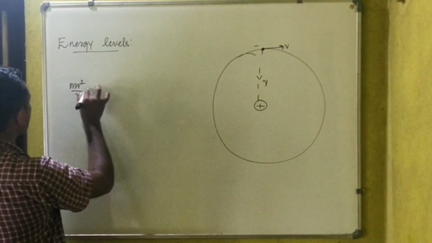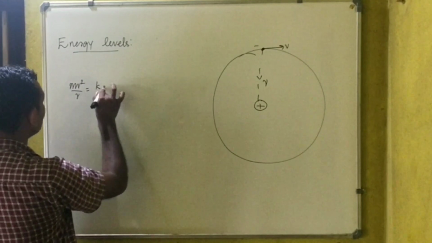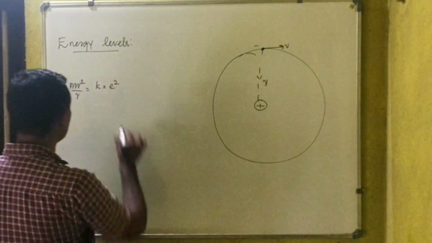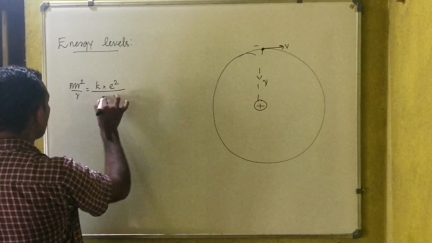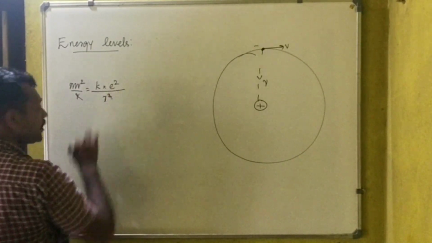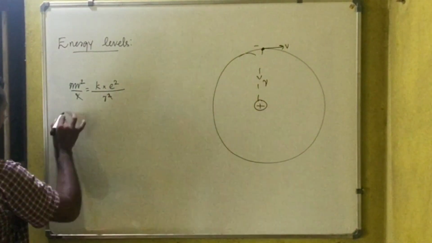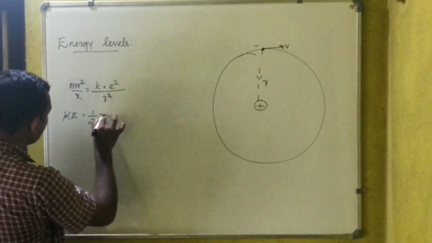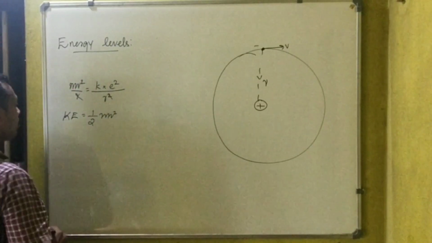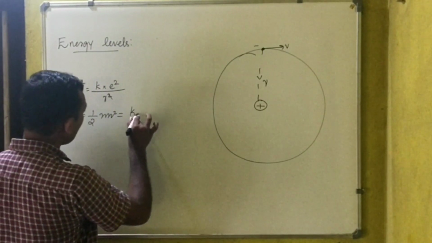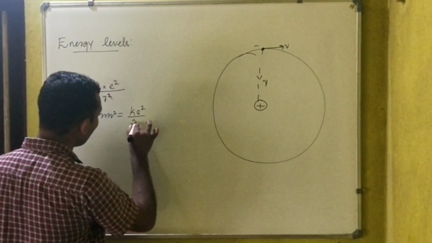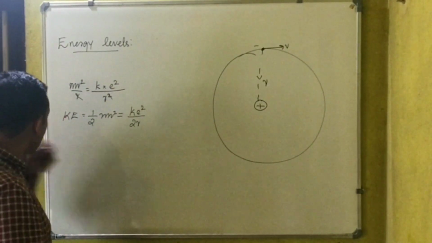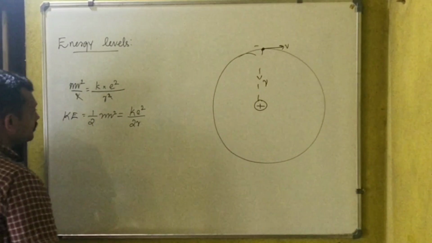mv square by r is equal to k into the charge of the nucleus. I am considering the hydrogen atom, so Z is equal to 1. So mv square by r is equal to k e square divided by r square, so one r will be gone. What is the expression for kinetic energy? Kinetic energy is equal to half mv square. Already we have mv square on top. This is k e square divided by 2r. Kinetic energy is k e square divided by 2r, right?